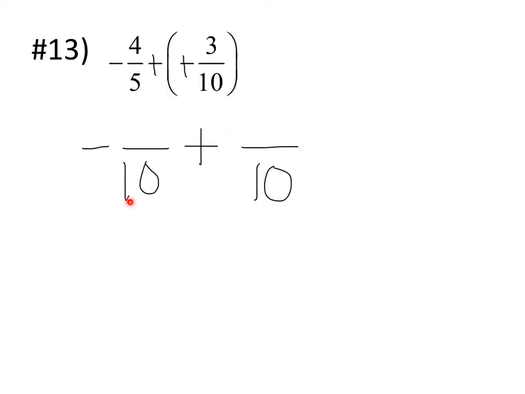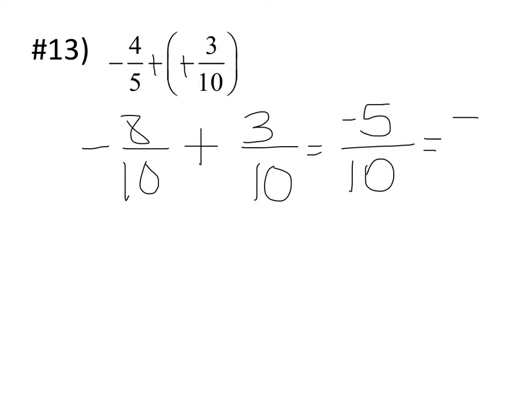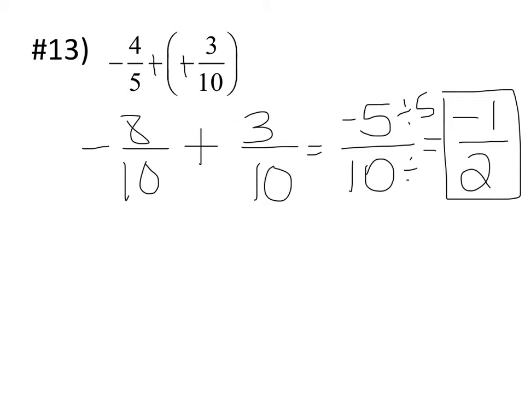5 goes into 10 2 times. 2 times 4 is 8. 10 goes into 10 1 time. 1 times 3 is 3. So I'm going to say negative 8 plus 3 is negative 5 over 10. Keep your common denominator. And then you're going to reduce. This becomes negative 1/2 when I reduce, because both of these can be divided by 5. Okay?